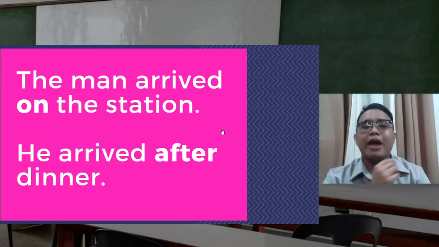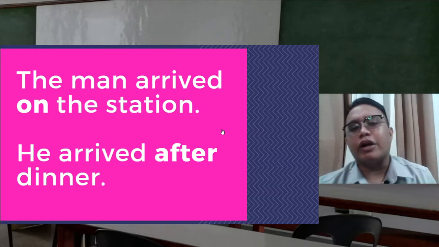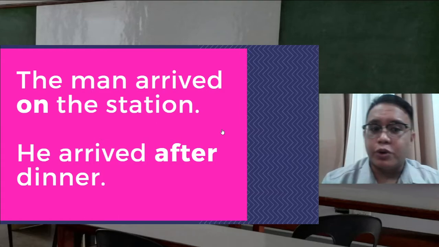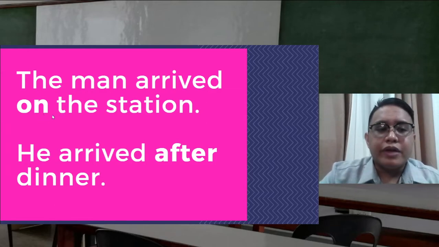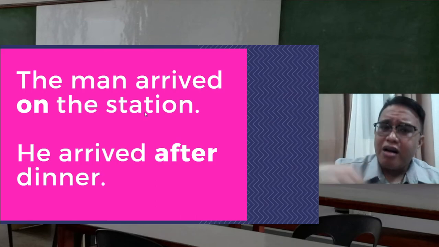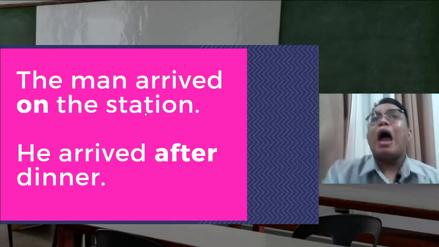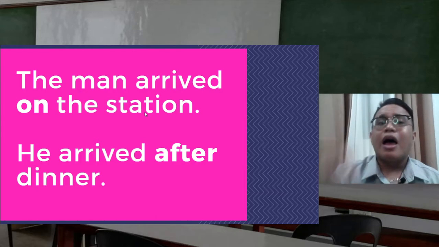Okay? So, let's say for example, in our example, the man arrived on the station and he arrived after dinner. Now the prepositions there are on and after, the ones that are bold. They connect this statement, the station that the man arrived. The man arrived is already a sentence, but it lacks something. So we can put on the station there so that we can know where he arrived. Also in the second example, when did he arrive? He arrived after dinner.